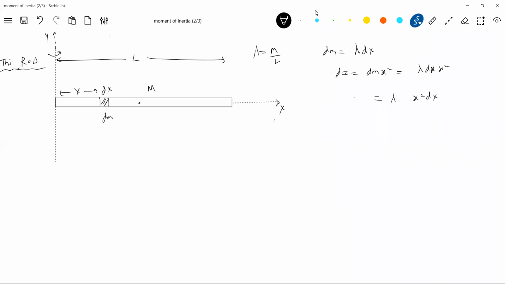x square dx. All the mass is spread from x equal to 0 to x equal to L. So therefore the limit will be 0 to L. So lambda L cube by 3. Further, what is lambda? Lambda is m by L. So shall I put y dash, the axis, about y-axis?